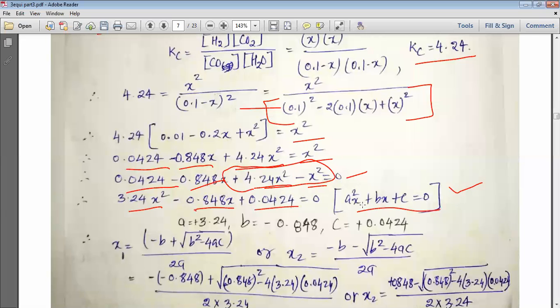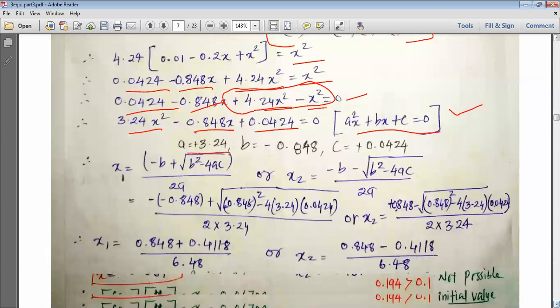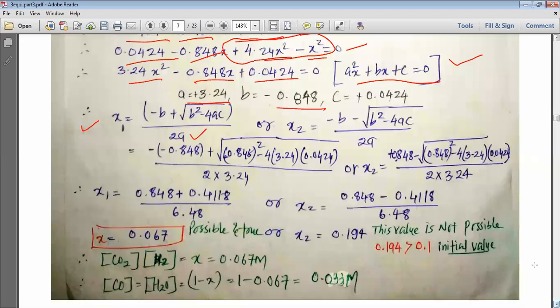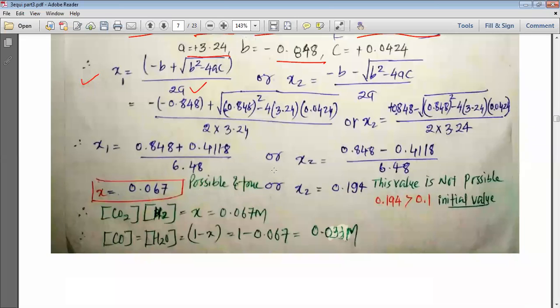Now this equation is very similar to the equation ax square plus bx plus c is equal to 0. So here we have a is equal to 3.24, b is equal to minus 0.848 and c is equal to 0.0424. We know that the roots of the equation, if we take two roots x1 and x2, are given by x is equal to minus b plus or minus square root of b square minus 4ac divided by 2a. By putting all these values, we find that the value for x1 is equal to 0.067, but for x2 we find the value 0.194.